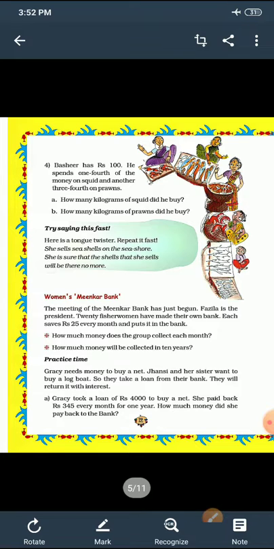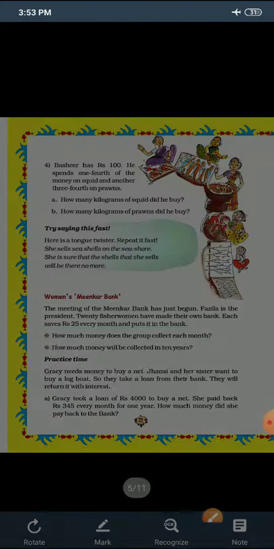1/4 of 100 rupees. That is how much? 25 rupees. Very good. Now he has spent 25 rupees on what? Squid, and the other 3/4. How much is left? 75 left. So the other 75 rupees on prawns. So you have to tell how many kilograms of squid he buys.